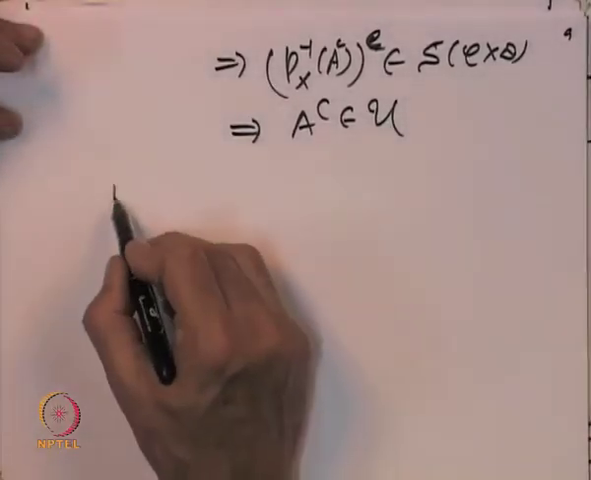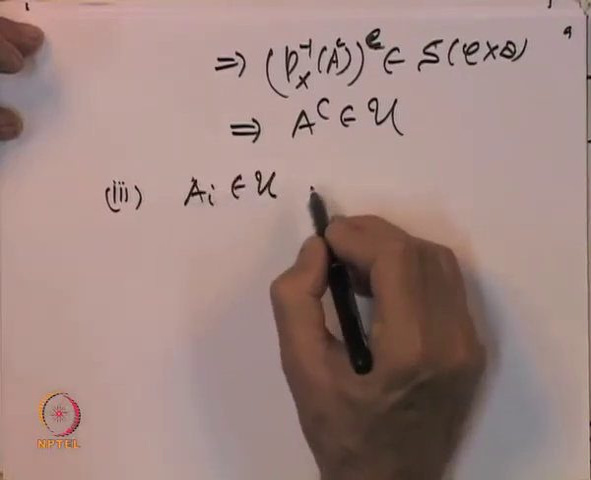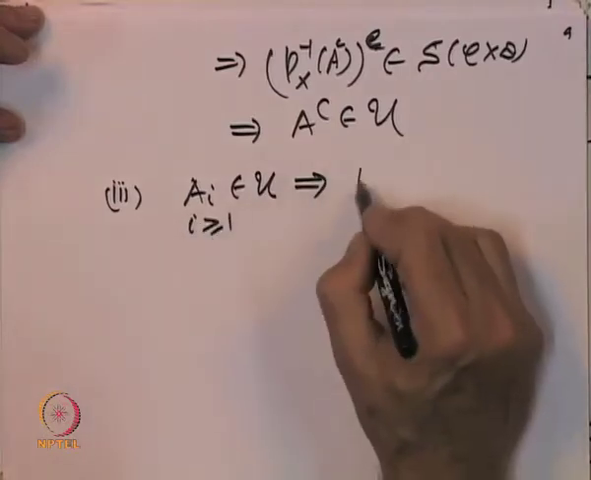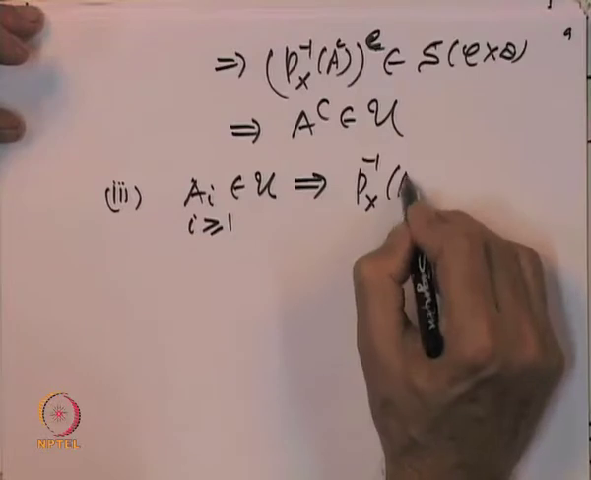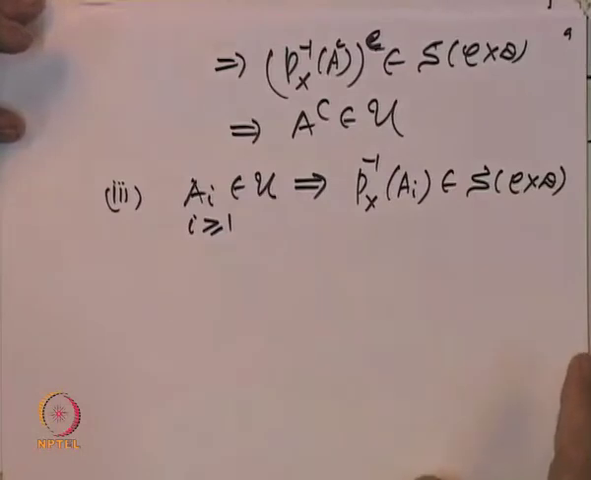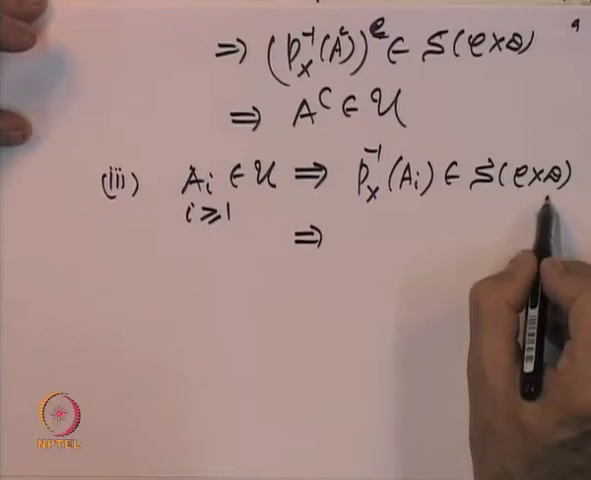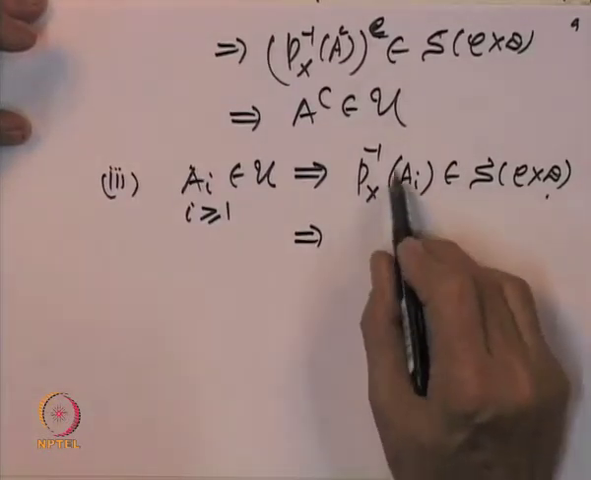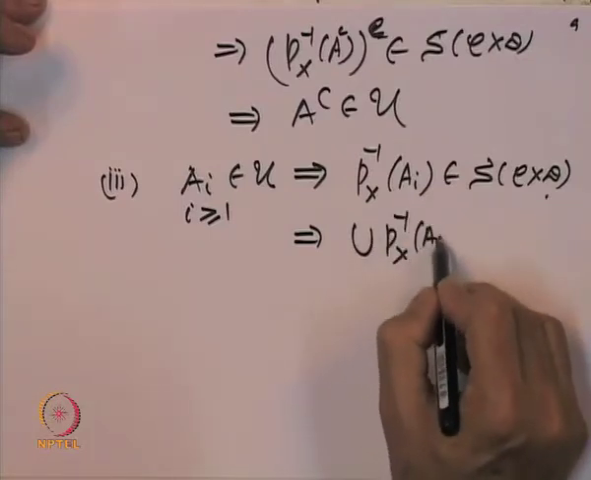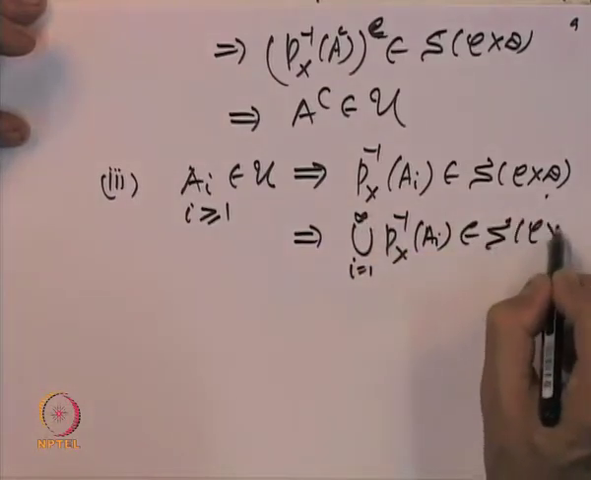So, U is closed under complements, and finally, let us look at this: suppose A_i's belong to U for a sequence i bigger than or equal to 1. That means P_X inverse of A_i's belong to the sigma algebra S(C × D). So, these are the usual techniques for proving a sigma algebra. So, that implies, this is a sigma algebra S(C × D), and P_X inverse of A_i's belong to it. So, a union of them, the union of P_X inverse of A_i's from 1 to infinity, also belongs to S(C × D).